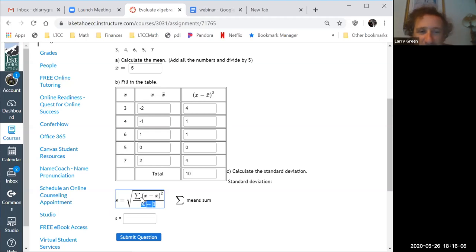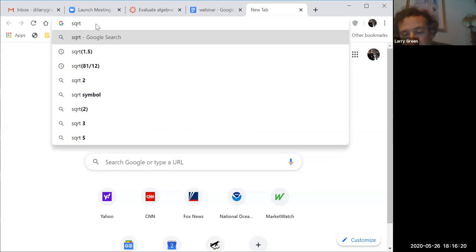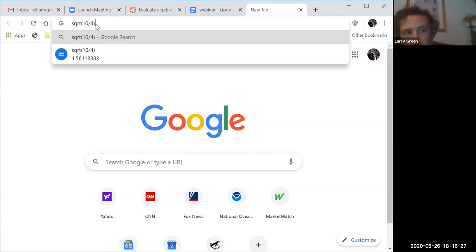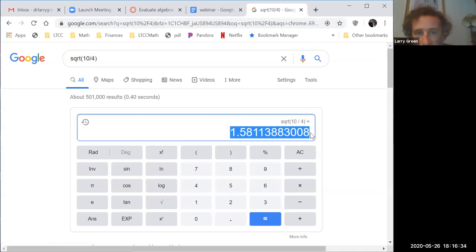So that means we're supposed to divide the 10 by the 4, and then we're supposed to take the square root. Okay, that's not going to be such a nice number. So that one you need a calculator. And I'm going to go SQRT, parentheses, and the parentheses are really important, 10 divided by 4. And what we get is 1.581138830008.